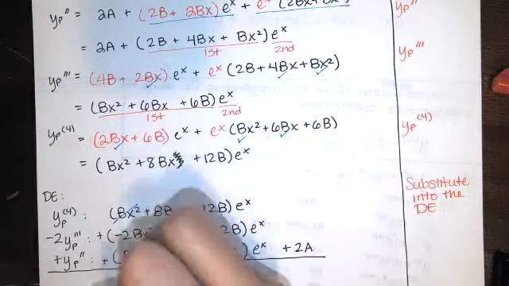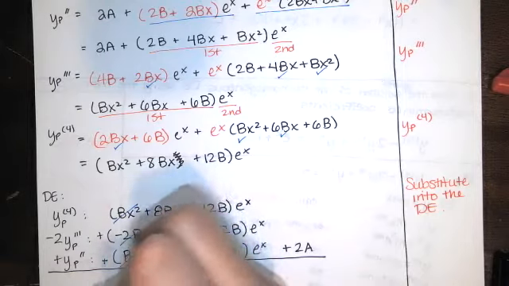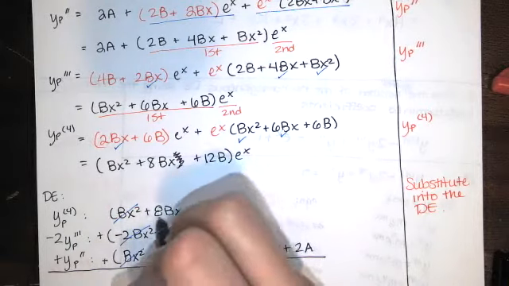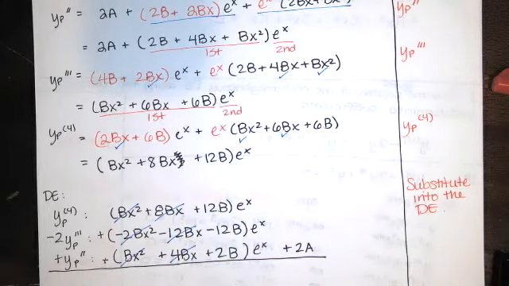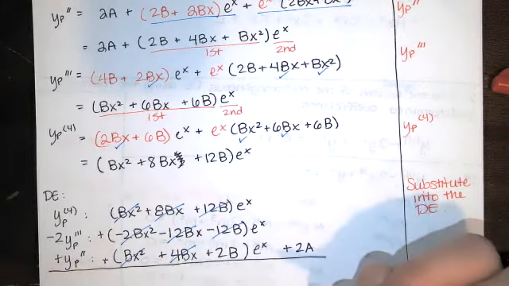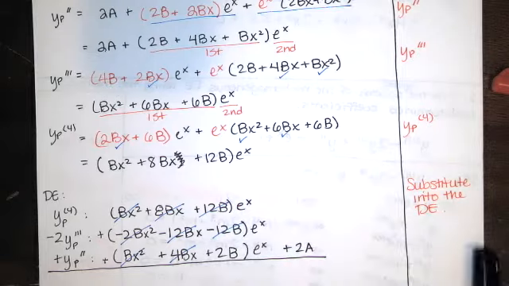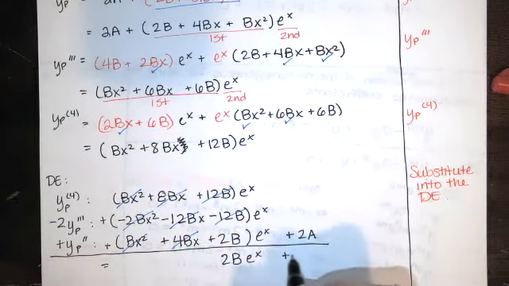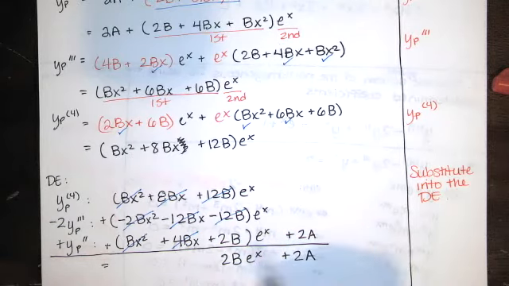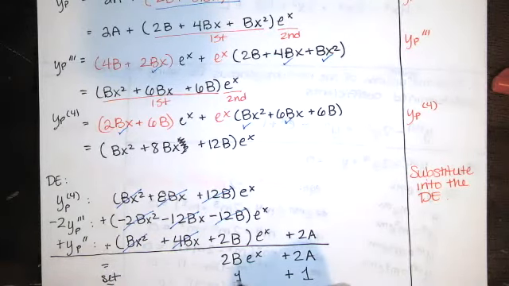I've got bx squared and bx squared, that's 2bx squared, minus 2 of those are gone. I've got 8 and 4 of those, that's 12, minus 12 of those, so those are gone. And the 12b and the -12b are gone. So we just have the 2b times e to the x plus 2a. And we're going to set that equal to the right-hand side of the differential equation, which was 1, that was my constant term, plus an implied 1 times e to the x.